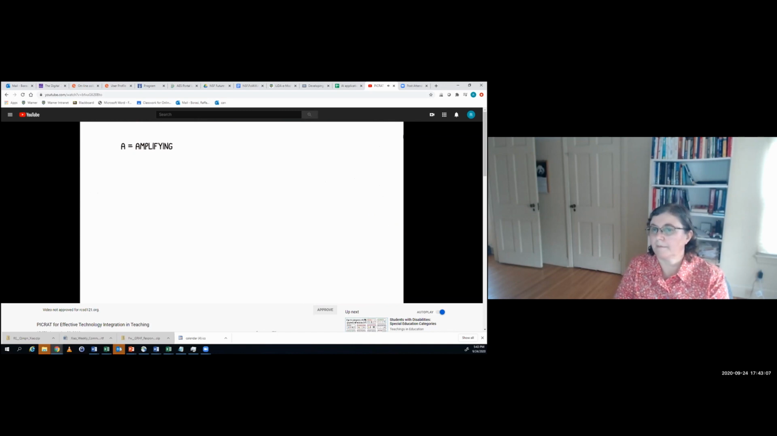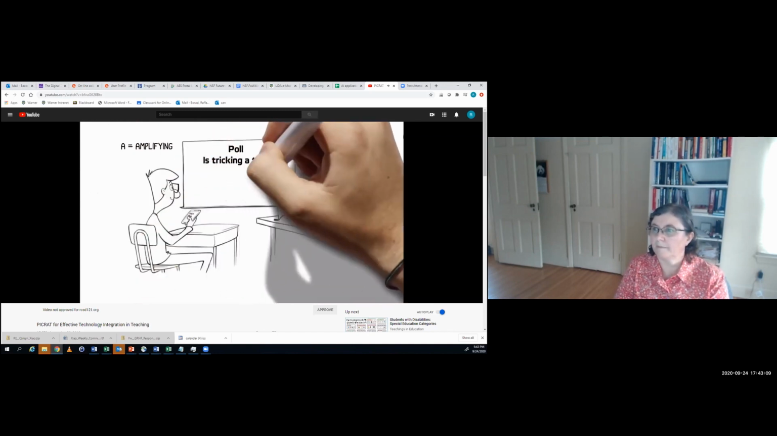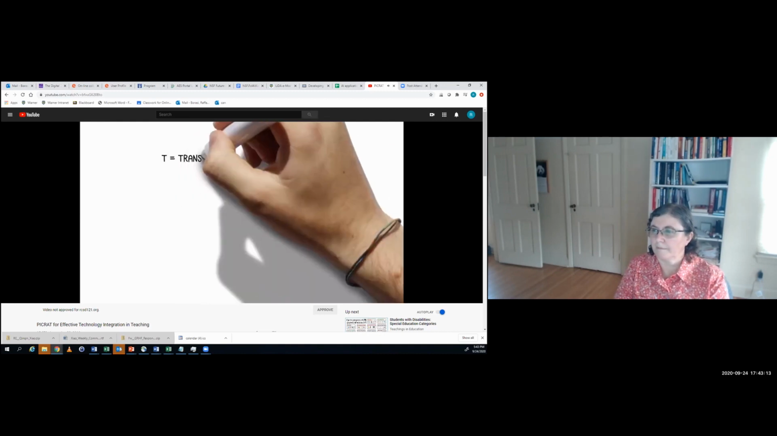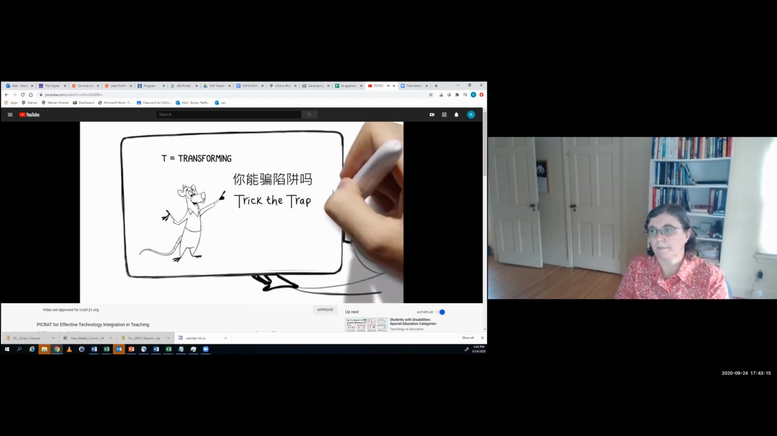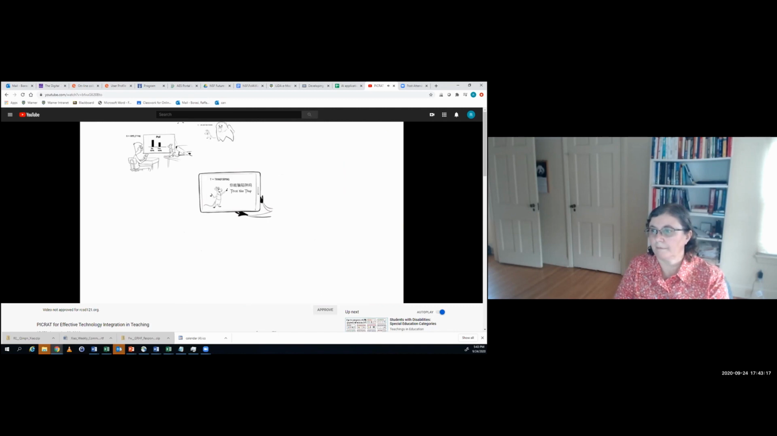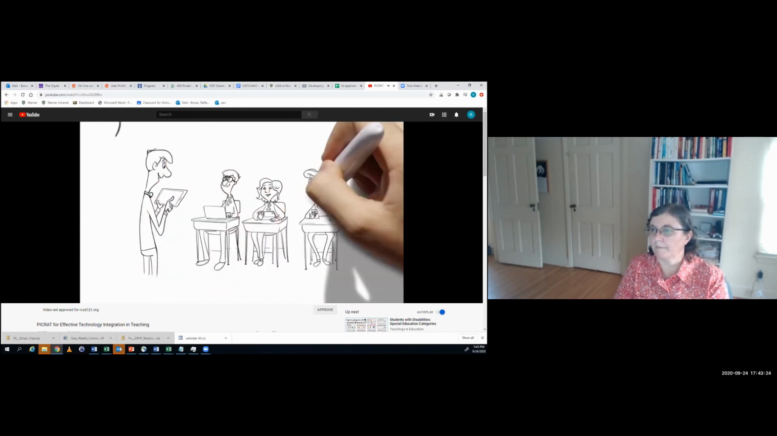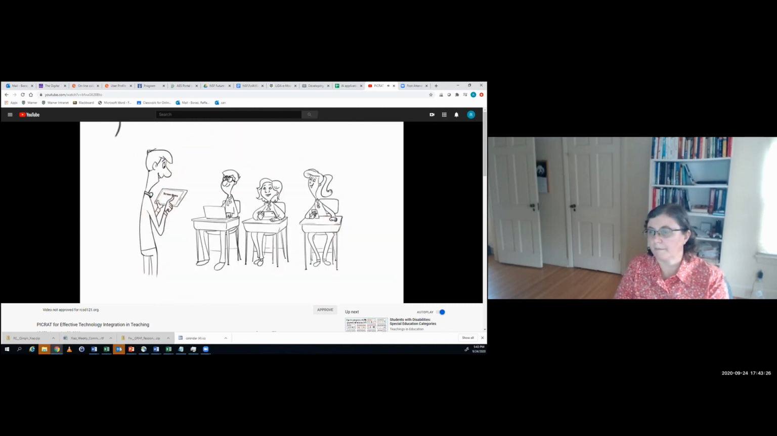In other words, technology improves the efficiency of tasks or introduces new functions to original tasks. The T in RAT equals transforming. It introduces new activities in learning that are impossible without technology. Take away the technology, take away the learning too. Next in our PIC-RAT model is the PIC portion.